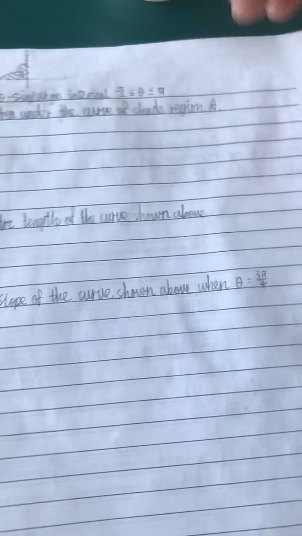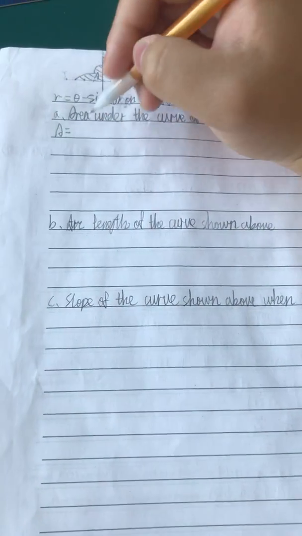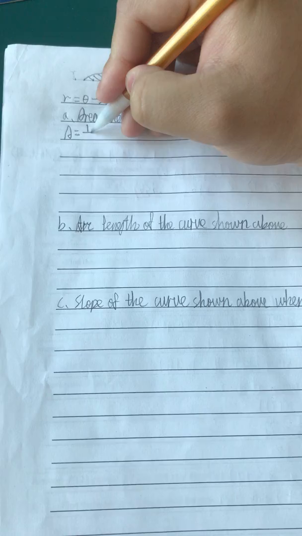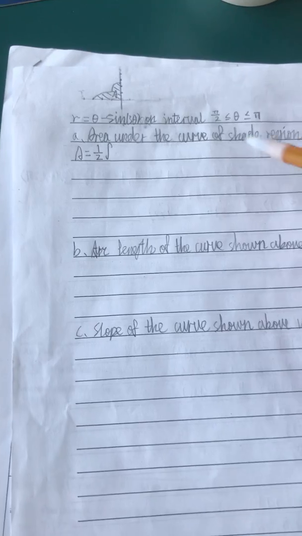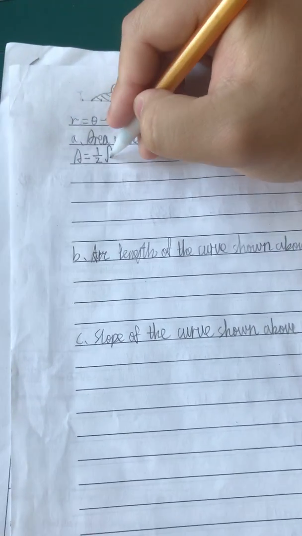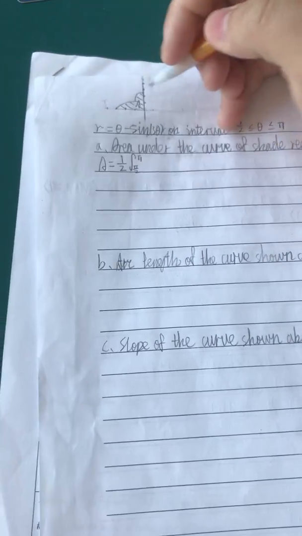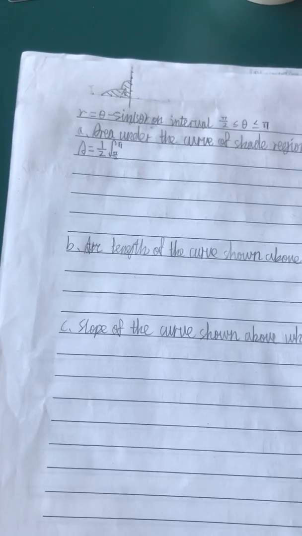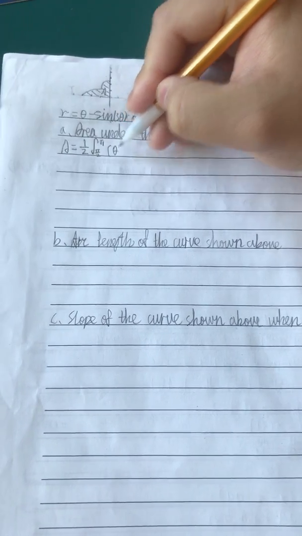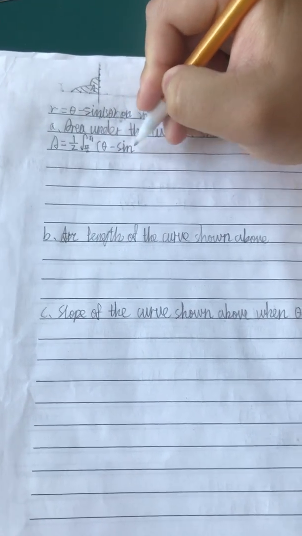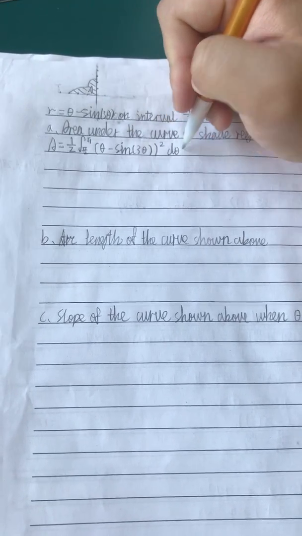So first of all, we need to know the equation. The area under the curve for polar is A equals 1/2 integral from the lower bound, which is pi over 2, to the upper bound, which is pi. And that's the area for the shaded region. And integral of r squared, in this case, r equals theta minus sine 3 theta. So we square this whole thing, d theta.